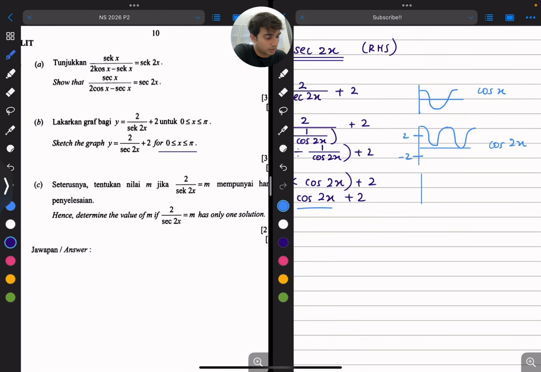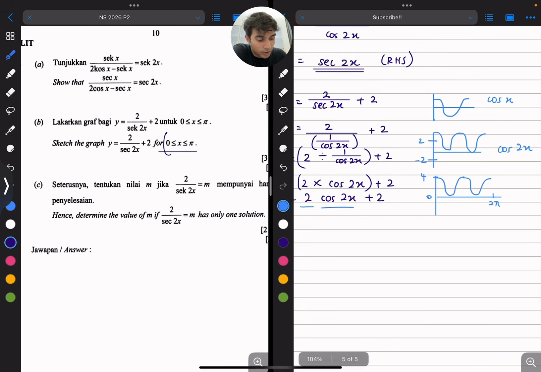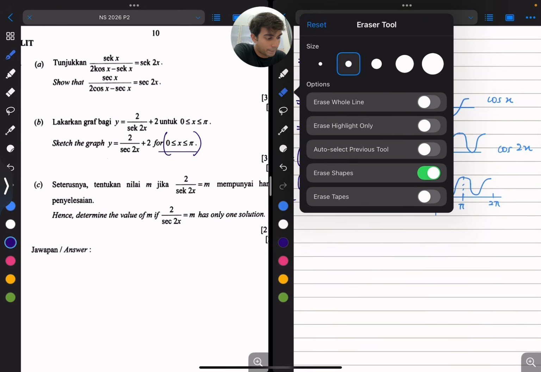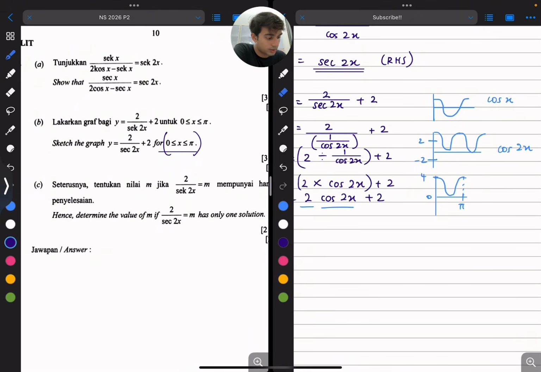Initially it was at 2, so you move up by 2 units, it will be at 4. The bottom part initially was negative 2, move up 2 units, it will be at 0. So your graph will be like this, from 0 to 2 pi. This is the full graph. But they want us to only draw from 0 to pi. So pi means until here. So you just erase this part.